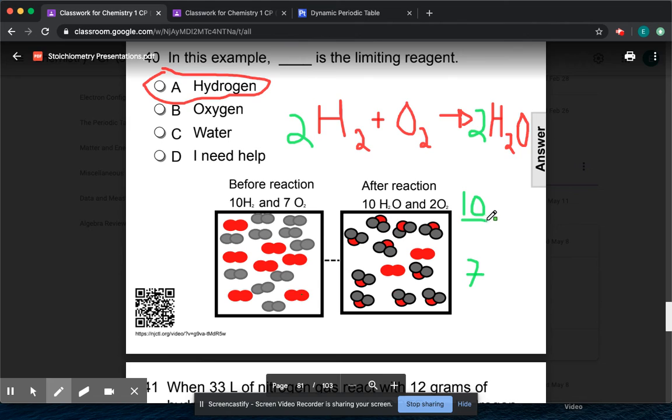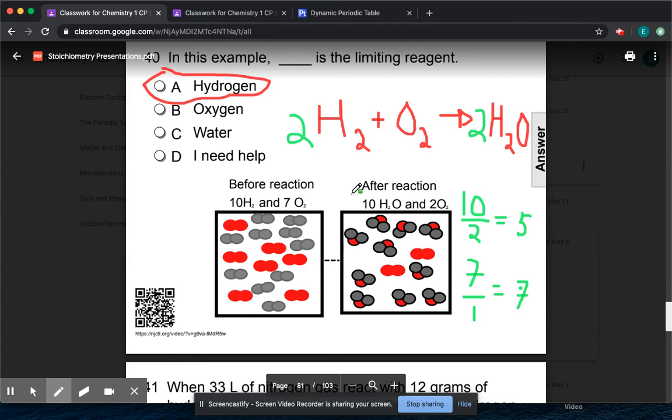Hydrogen, we have to divide it by 2. Oxygen, we have to divide by 1. This is going to come out to be 5, and this is going to come out to be 7. 5 is smaller than 7, and 5 is the hydrogen. So 5 means that hydrogen is the limiting reactant, okay?